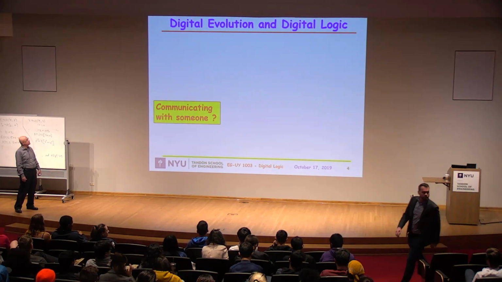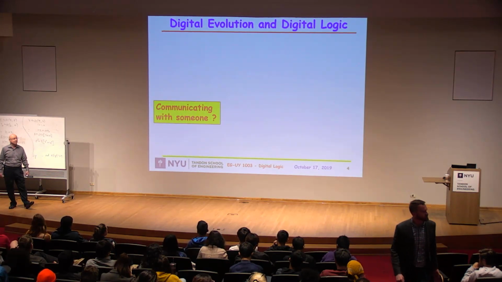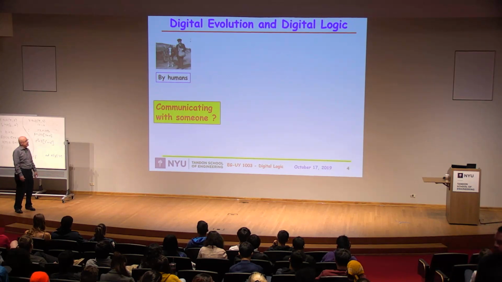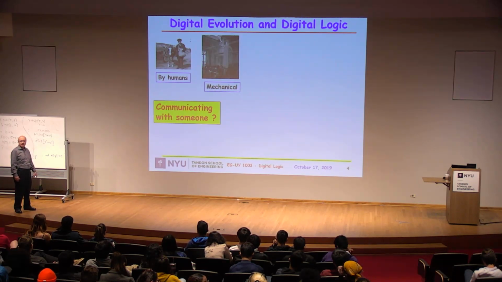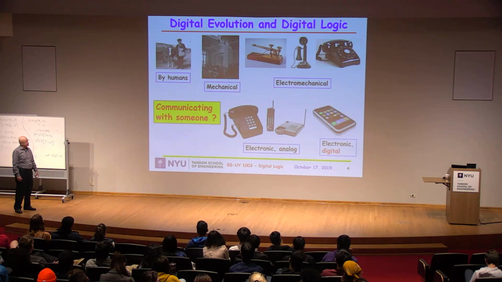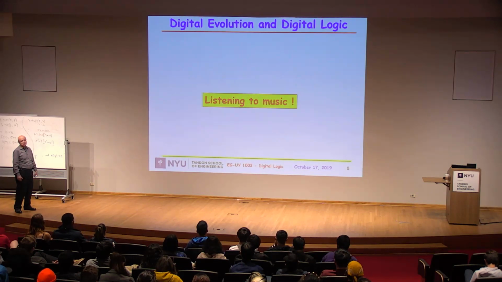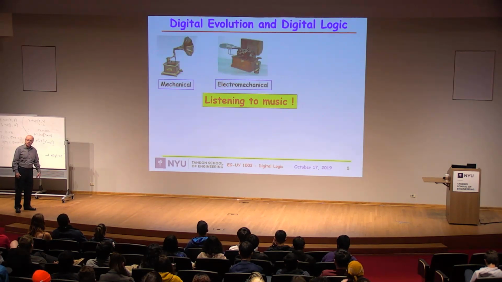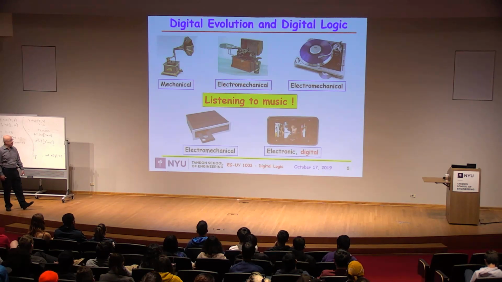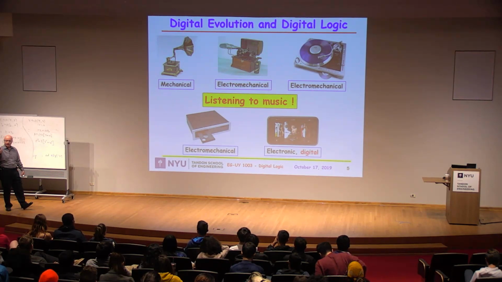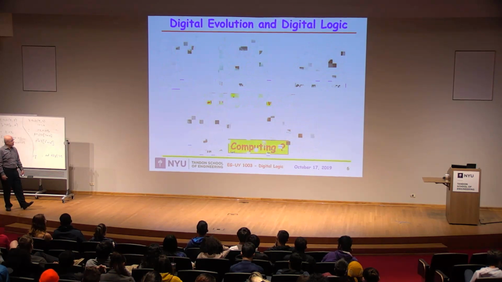Okay, so let's take a look at digital evolution and digital logic. For example, communicating with someone, it used to be by means of human beings, mechanical, electromechanical, electronic, analog, and electronic, digital. So communicating with someone. How about listening to music, mechanical, electromechanical, analog, and then finally electronic and digital. So everybody, we are talking about digital logic today. It is electronic and of course digital, meaning not analog. How about computing?